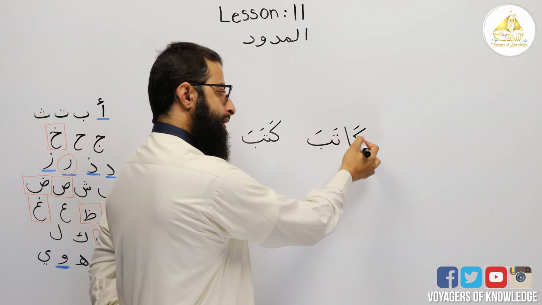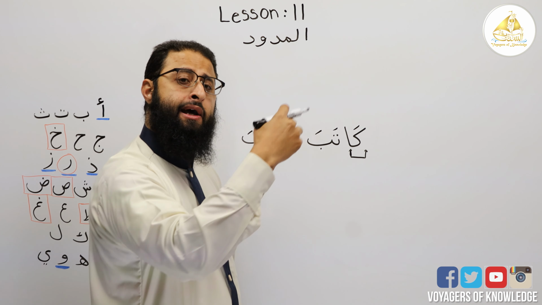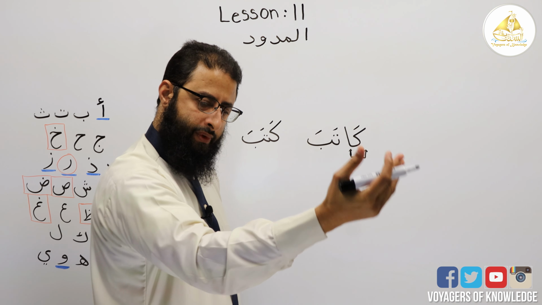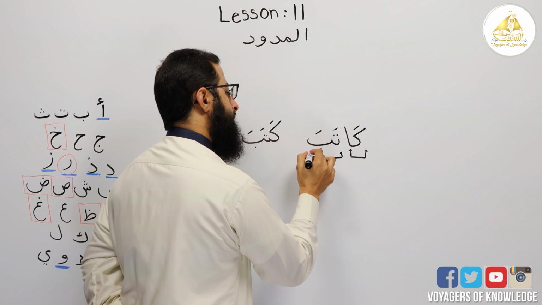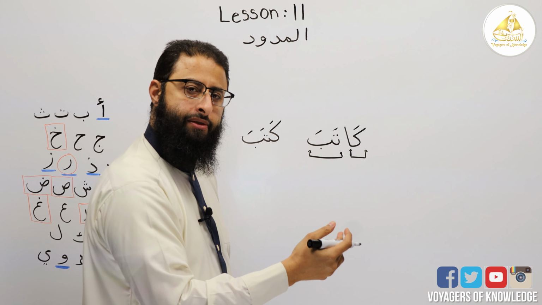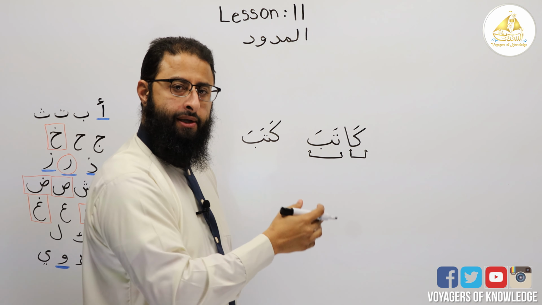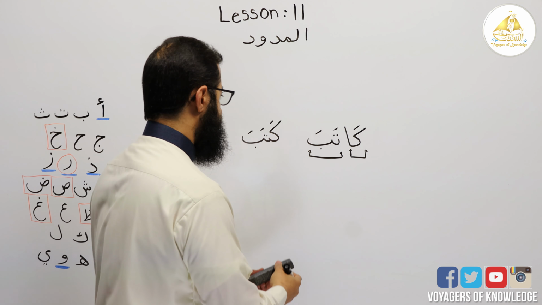Remember, you have to make it a little longer because there's an alif. Don't just say ka, say kaa. All right, now we did that part. Let's work on the second part. Ta, ba, taba. Now let's put the 2 together. Kataba, kataba. Pretty simple? Okay.